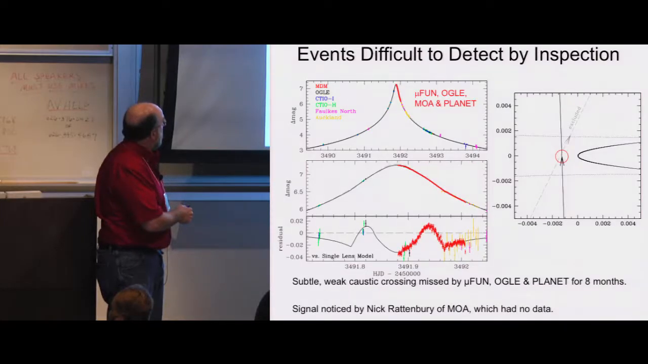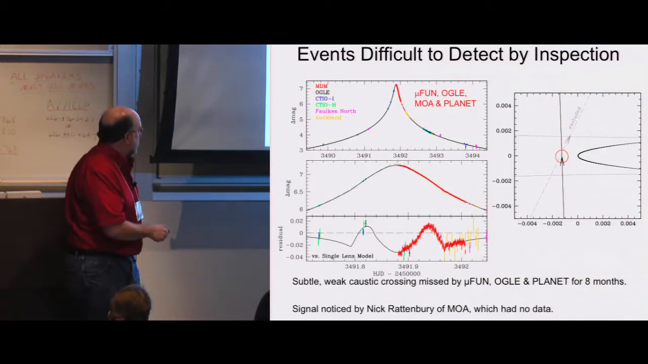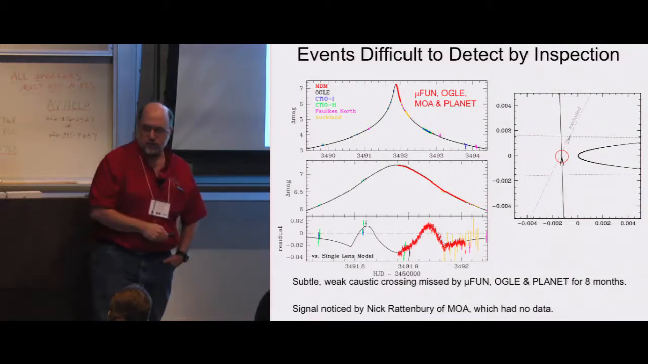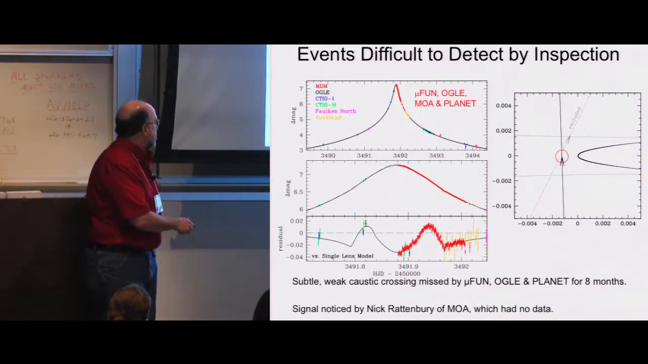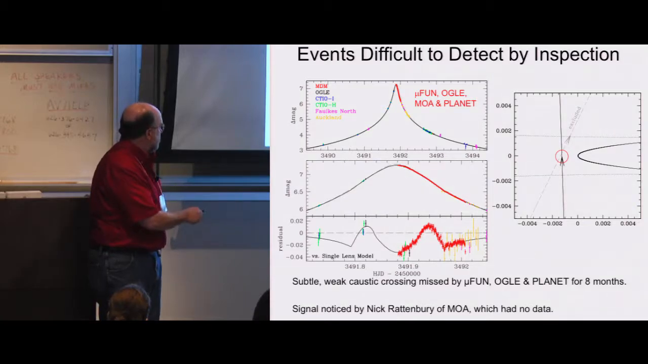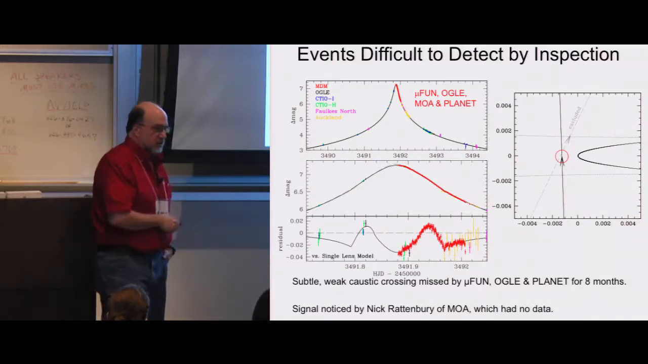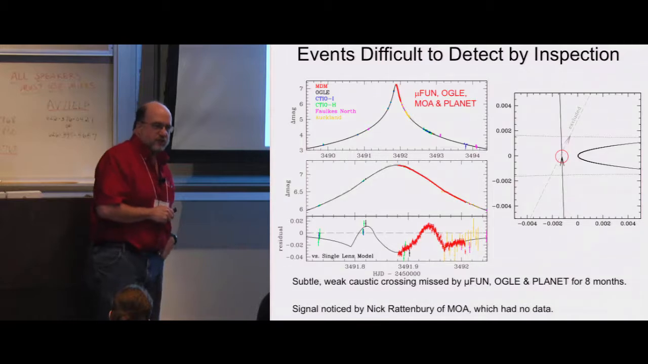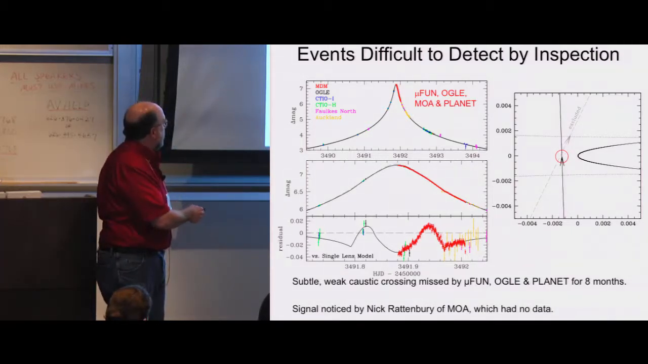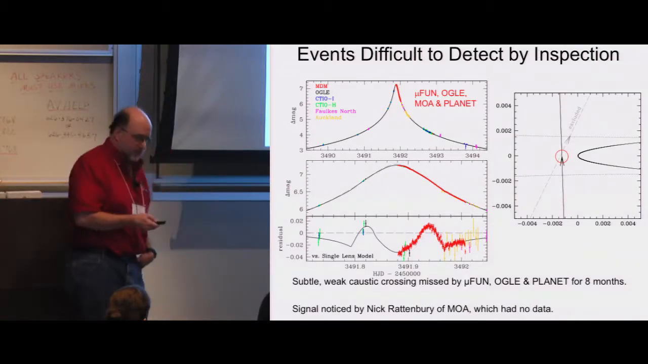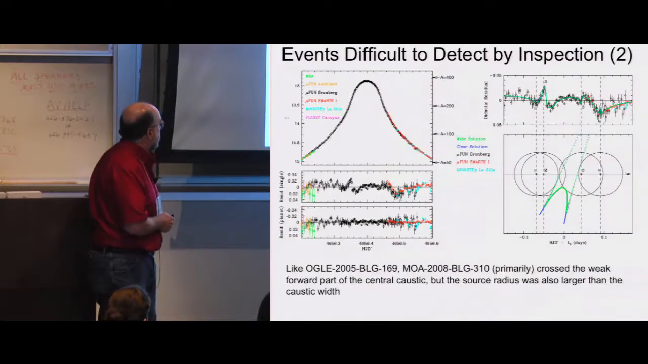Here's one with a very high magnification event that had a very subtle caustic crossing feature. The groups that got data on this didn't recognize it as a planet, but Nick Rattenbury of the MOA collaboration did, and eventually this turned out to be correct. This is actually the only planetary signal that's been confirmed by follow-up observations, because we predict the separation velocity of the lens and source from this feature, and we measured that a few years back with both HST and Keck.